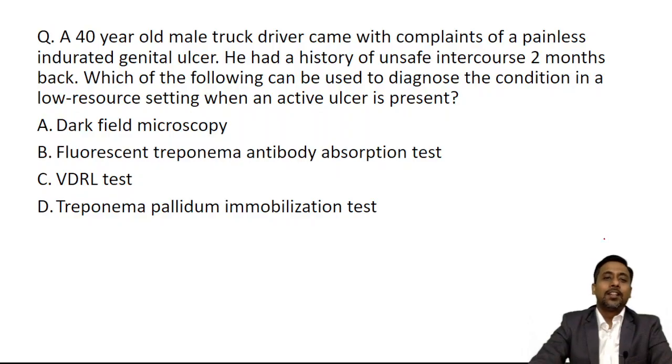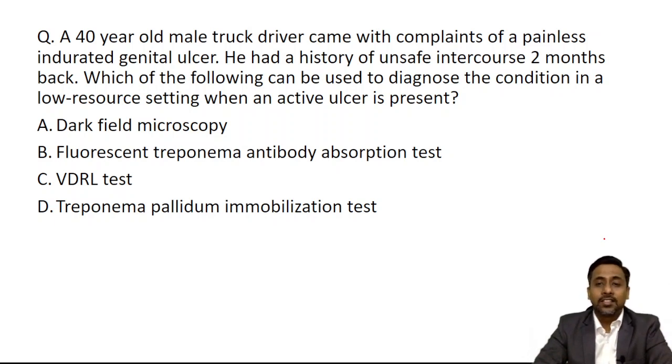So as usual, let's start with the MCQ. A 40-year-old male truck driver came with complaints of a painless, indurated genital ulcer. He had a history of unsafe intercourse 2 months back. Which of the following can be used to diagnose the condition in a low resource setting when an active ulcer is present? So what they have asked is the diagnosis of an active ulcer in a low resource setting.